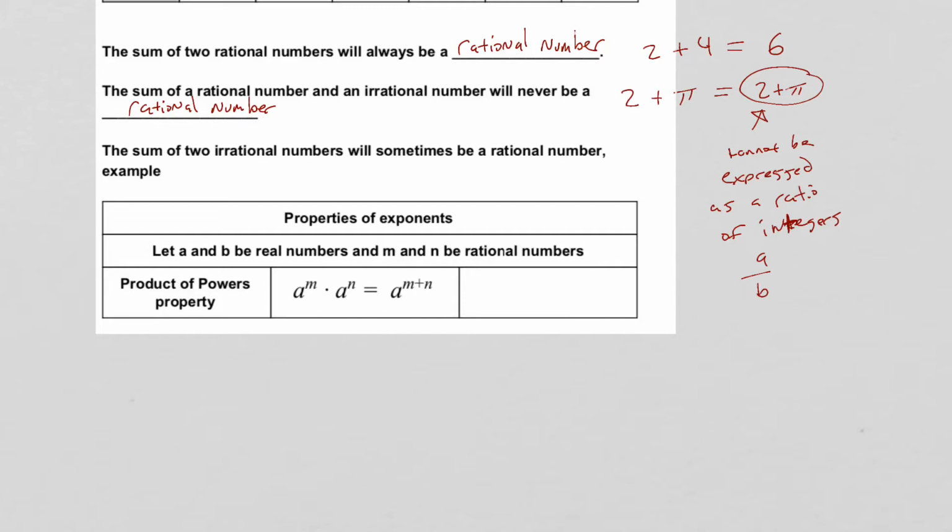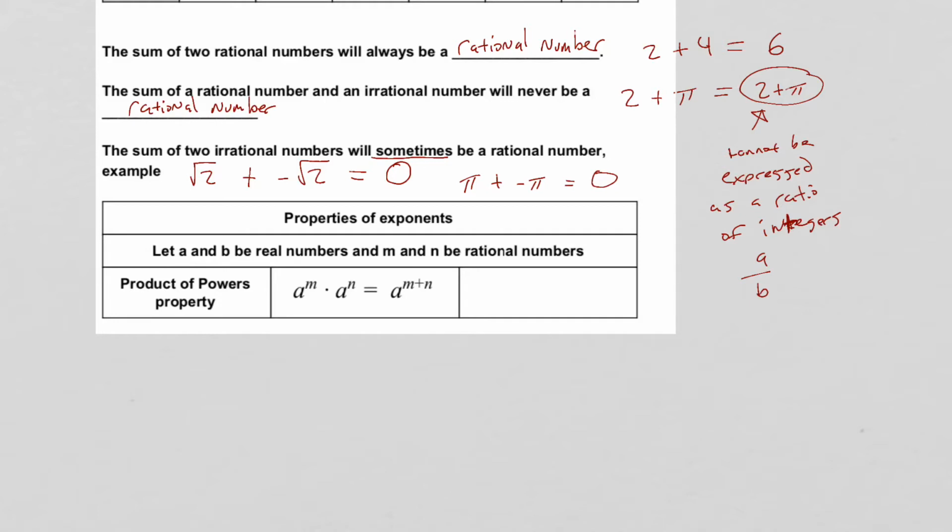So the sum of two irrational numbers will sometimes be a rational number. And I'm going to give you an example. The square root of 2 is irrational. But if I add it to the negative square root of 2, I will get the rational number 0. So sometimes you can add two irrational numbers and get a rational number. Another example you've already seen, pi plus a negative pi, makes the rational number 0.